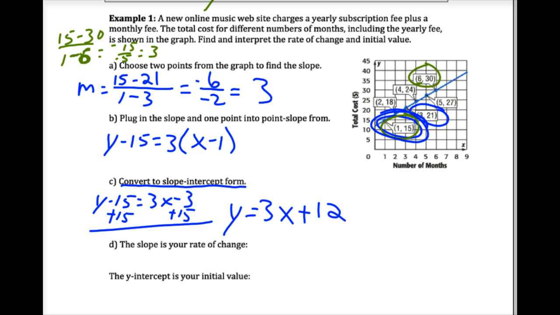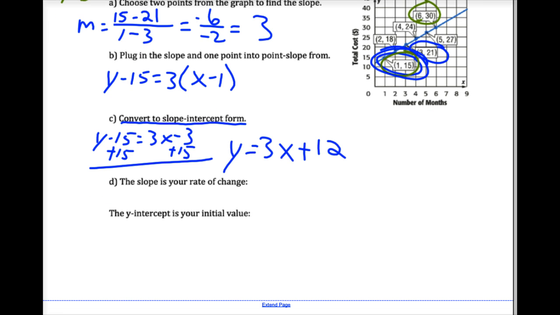Guys, what's the slope of that line? Look at it. What's the slope? 3. Of course it is. It's got to be. So let's talk about what this means. The slope is your rate of change. So the slope is 3. What does 3 mean? 3x. That does not mean 3x. Guys, what's it mean for this problem? What's the 3 represent?